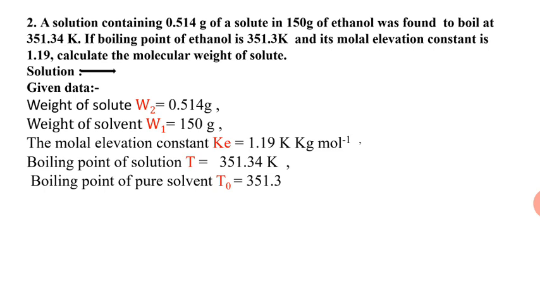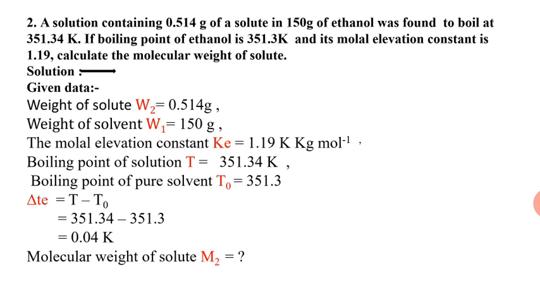So we can easily calculate delta Te. Delta Te is equal to T minus T0. Make one correction, student: here the small delta T is given, the T is always capital. It is a printing typing mistake. Now make the subtraction, 351.34 minus 351.3. We get the answer 0.04 Kelvin.